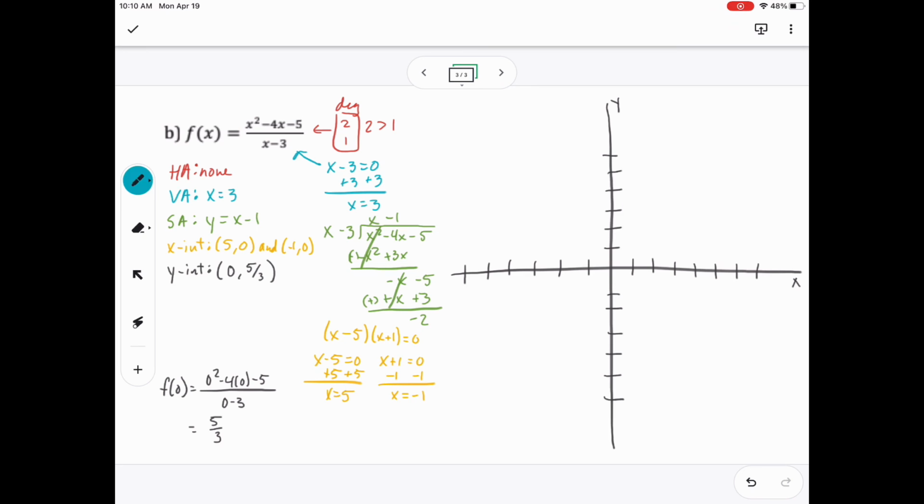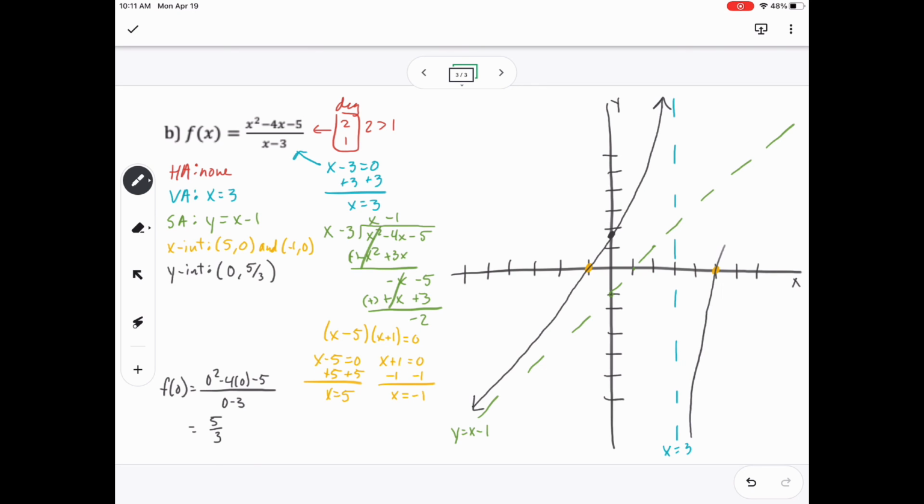Now we'll first start by graphing my vertical asymptote at x equals 3. Then at negative 1 on the y-axis, I'll draw a little point, then use the slope of 1 over 1 to get a couple more points, and then draw that slanted line for the slant asymptote. I'll graph my x-intercepts at (5, 0) and (negative 1, 0), and then my y-intercept at (0, 5/3), which is about 1.67. Here, once again, I draw my curves so they approach my asymptotes, and there you go. Have fun.